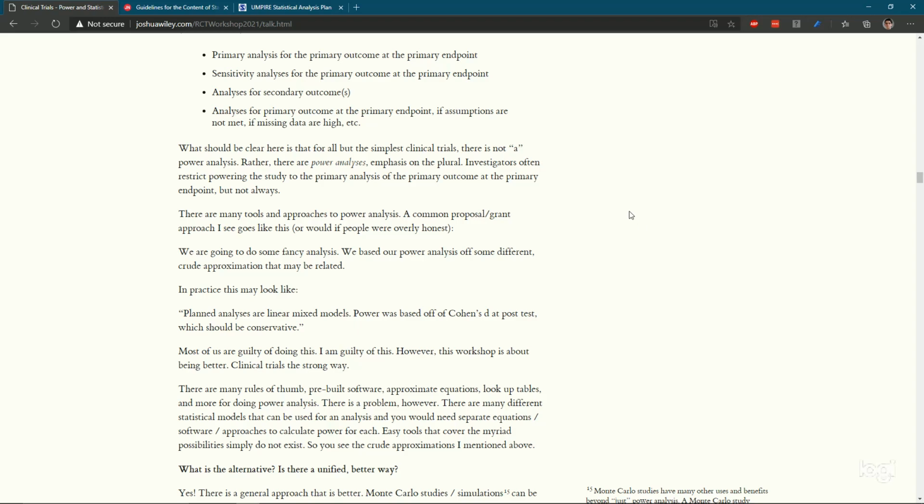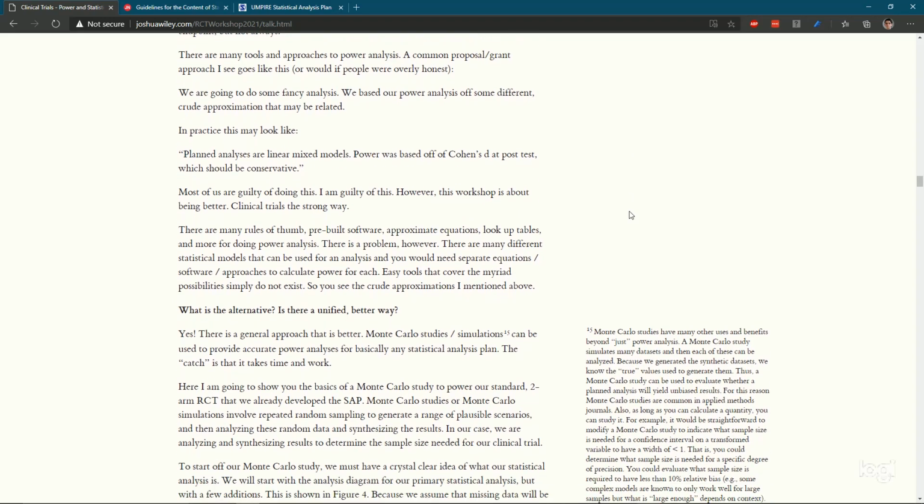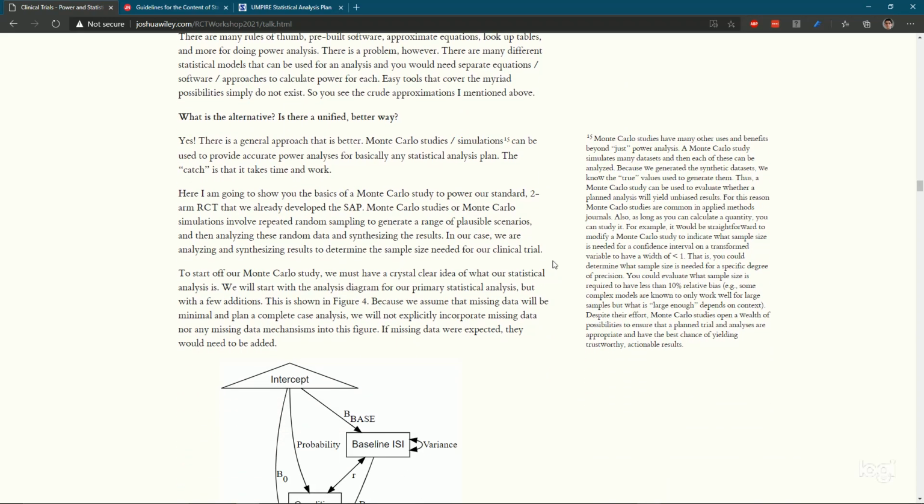So the question is then, what's the alternative? Is there a unified, better way? The answer to that is actually yes. There is a general approach that's flexible, covers many different settings, and is also very high quality. That approach is called Monte Carlo studies or Monte Carlo simulations. They can be used to provide accurate power analyses for basically any statistical analysis plan. The catch is that it takes time and some work. It takes some familiarity with statistics, with your model, and with some sort of coding.